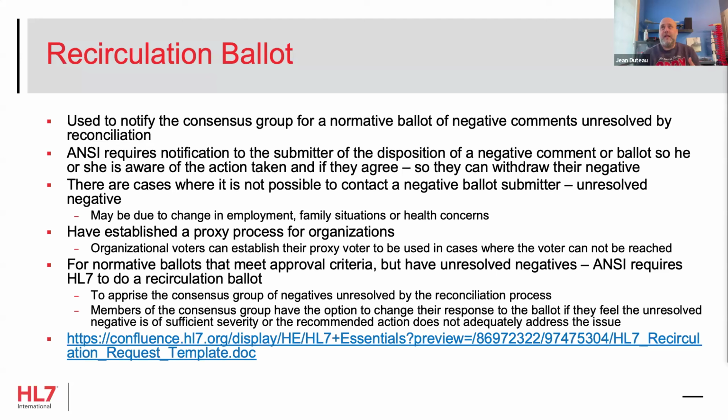It's basically another ballot that goes out, and it's yes, no. As long as you meet the approval criteria, the 75% approval, you get to move past that unresolved negative. This is hardly ever used, right? Especially because it's not needed for STU, but for normative, and there could be problems. But if you need to, there's a link here on it.